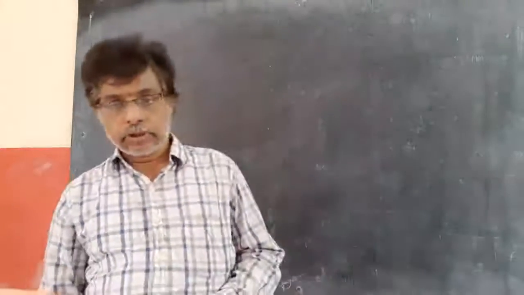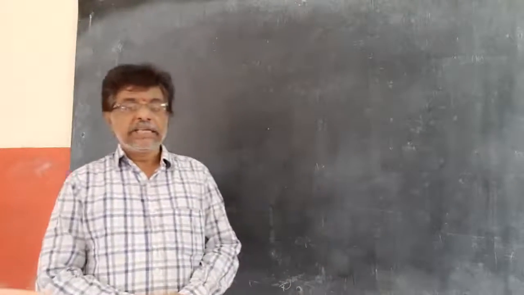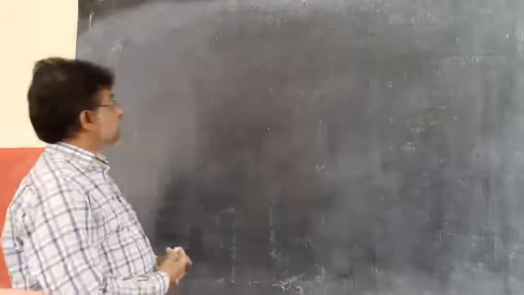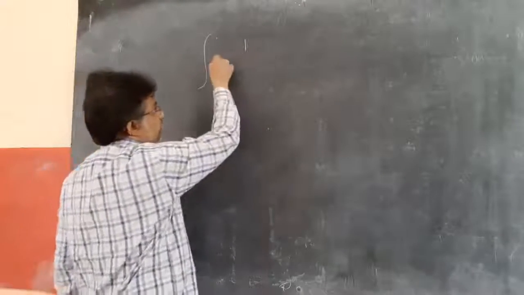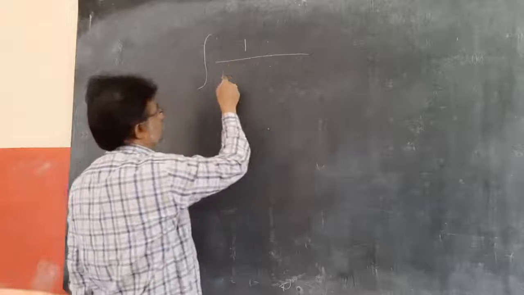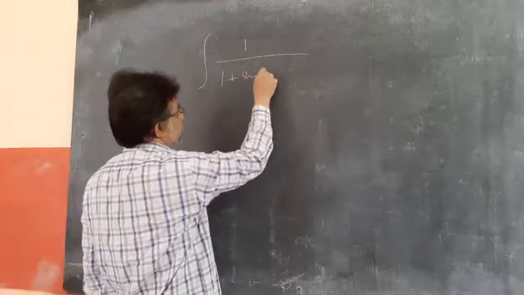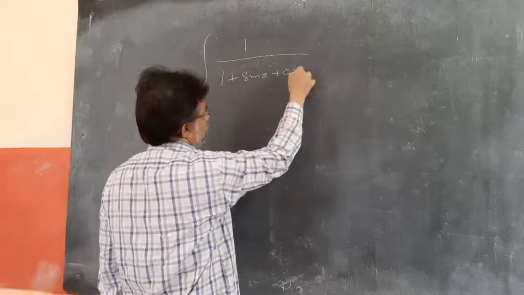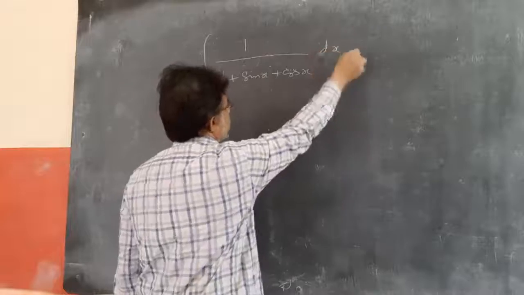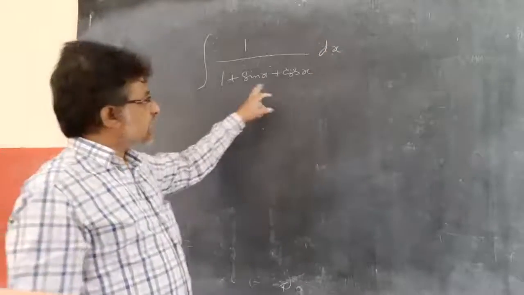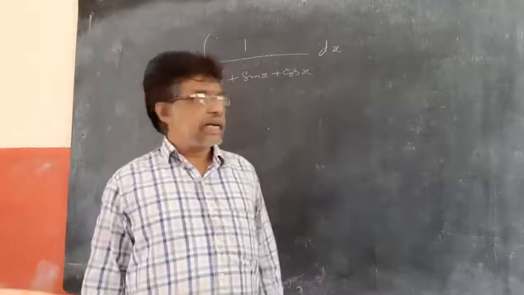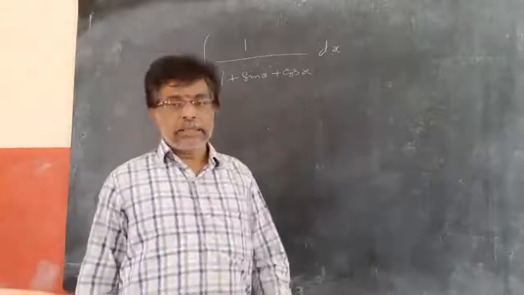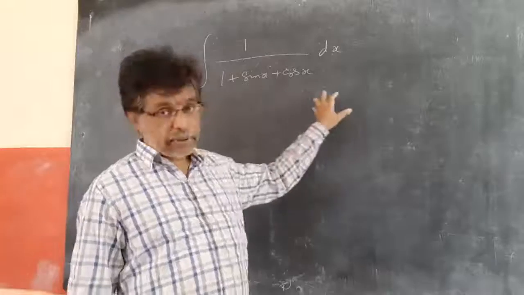Next, the fourth method, the last method. If sin and cos are all in the denominator and the numerator is 1, it is a simple method. This is 1 by 1 plus sin x plus cos x. If the sum is like this, meaning sin and cos are all in the denominator, how to do it? Simply convert these in terms of tan.